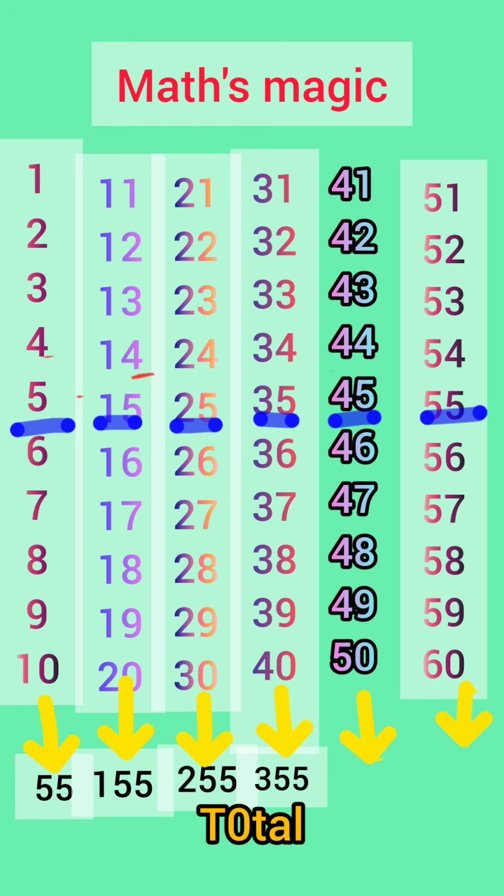The sum of 41 to 50 is 455. The sum of 51 to 60 is 555.